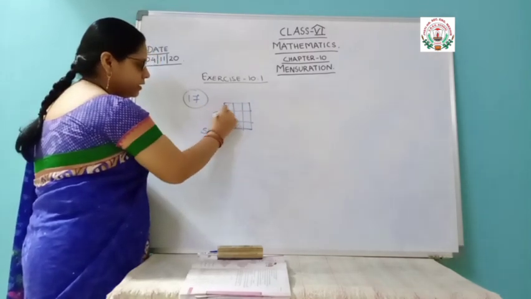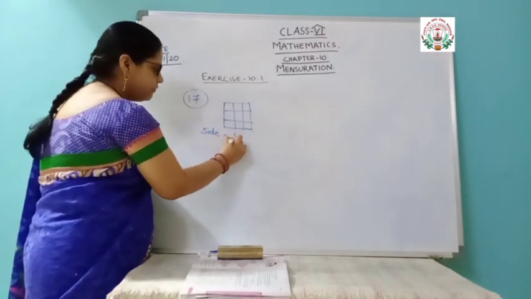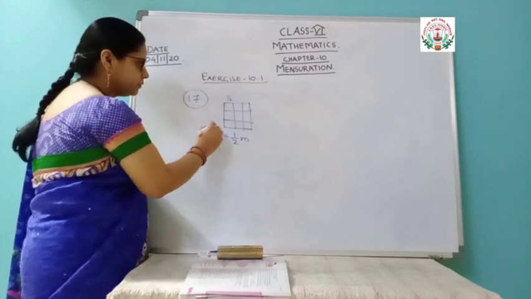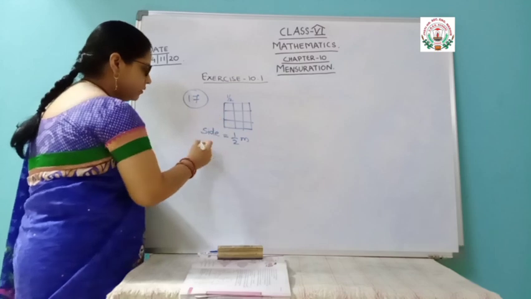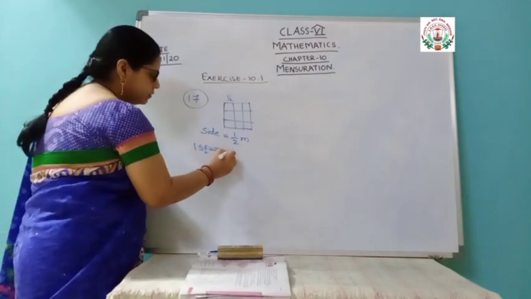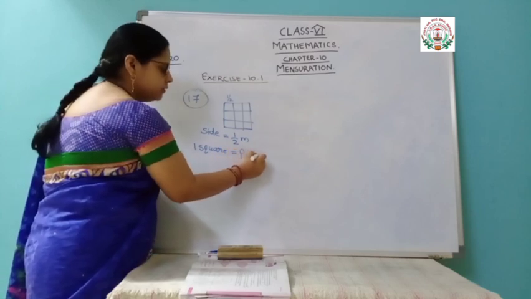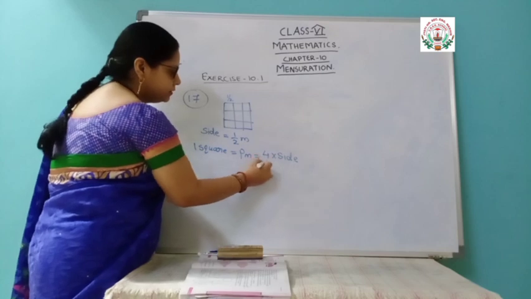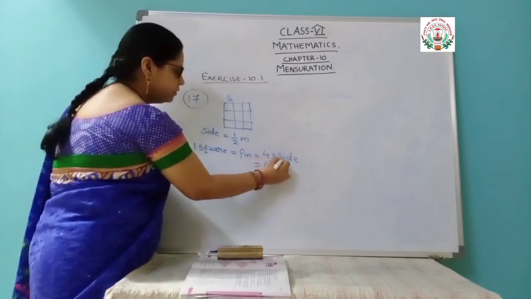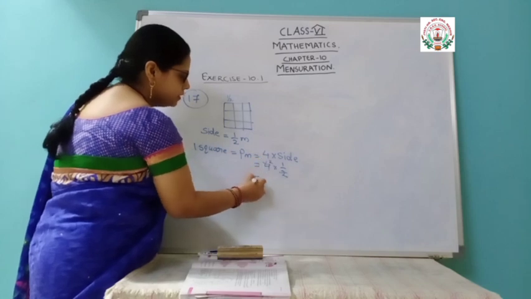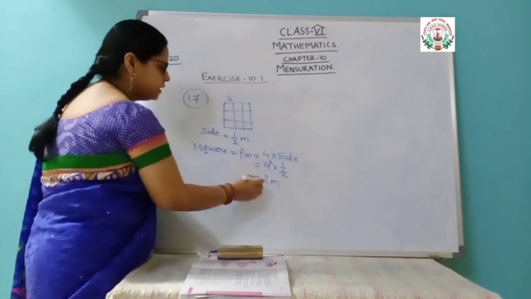एक स्क्वायर का साइड है हाफ मीटर. So if one side is half meter, so for one square, का पेरीमीटर कितना हो जाएगा? 4 into side, that is 4 into side, which is half meter. So 2 and this 2 cancel, that means 2 meter will be the perimeter.